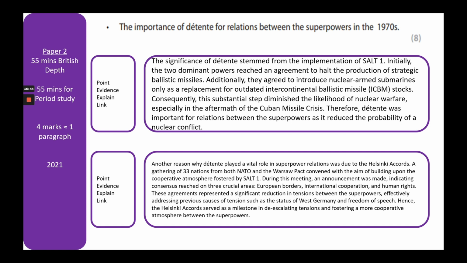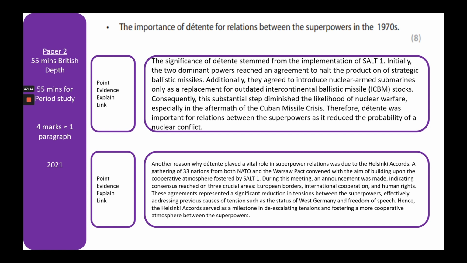Next paragraph. Another reason why détente played a vital role in superpower relations was due to the Helsinki Accords, a gathering of 33 nations from both NATO and the Warsaw Pact convened with the aim of building upon the cooperative atmosphere fostered by SALT 1. During this meeting, an announcement was made indicating a consensus on 3 areas. Number 1, European borders. Number 2, international cooperation. And number 3, human rights.